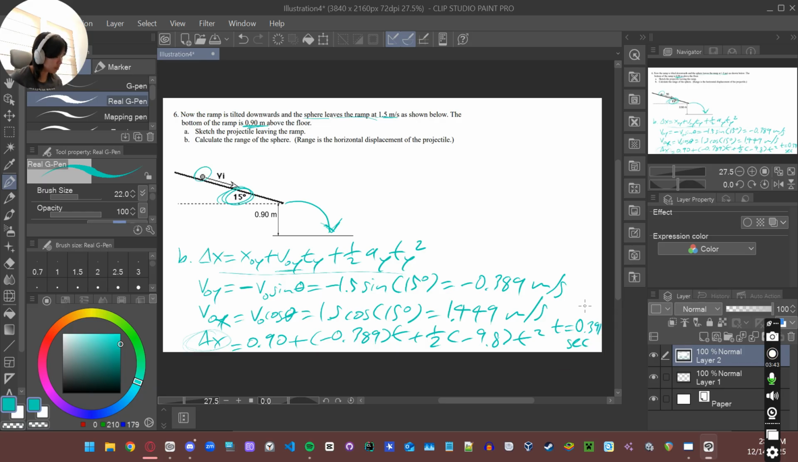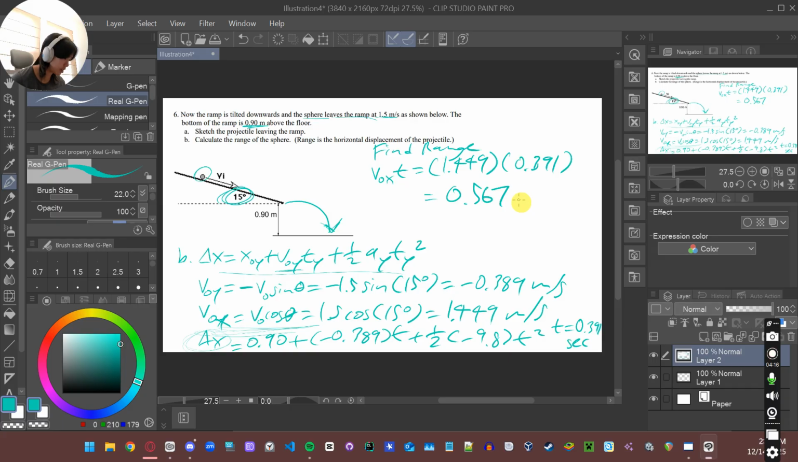So now that you have time, now you can find range. Now in order to find range, we can use this simple formula right here. V initial in the x direction times t. Now we solve for the horizontal component here of velocity, so we're going to use that times the time that we just solved for as well. And with that, you will get a range of 0.567 meters. And that's it.